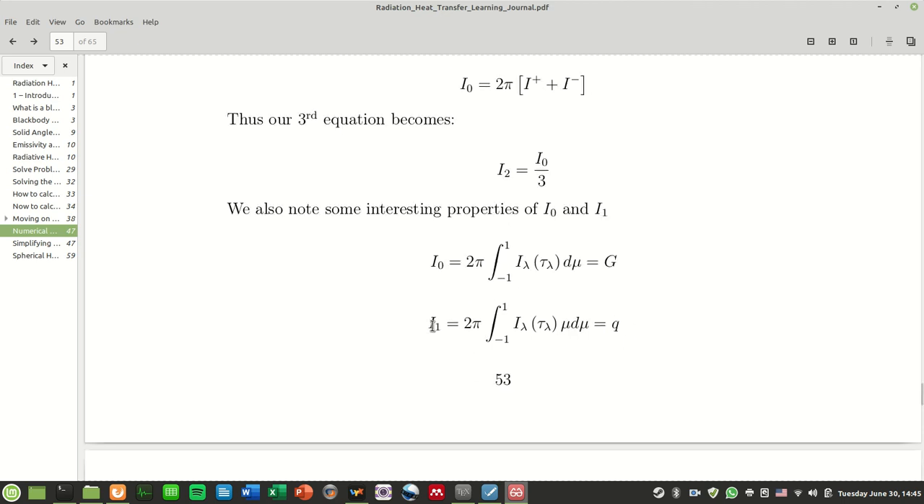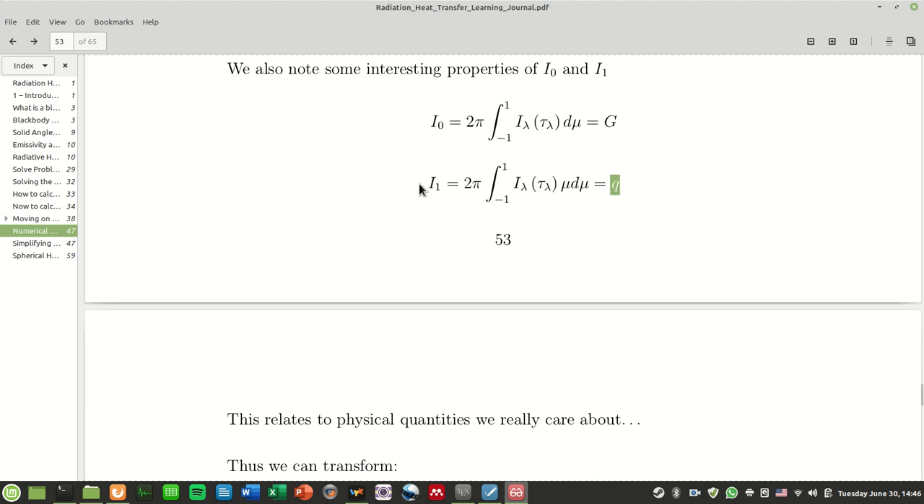And likewise, if you want heat flux, you take the first moment, 2 pi integral from -1 to 1, the intensity times mu d mu, and that equals the heat flux. Now remember I said before, you don't need to know your full intensity field. You don't really need to know your full intensity field per se. All you need to do, at the end of the day, is calculate heat flux. That is the goal of heat transfer. You want to calculate some sort of heat flux. So as long as we find out I1, that is enough.